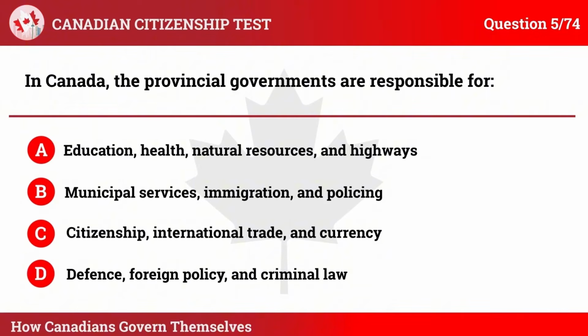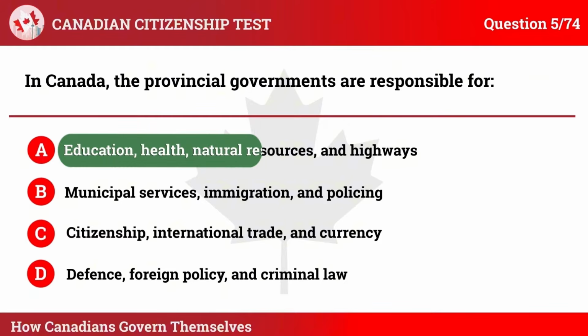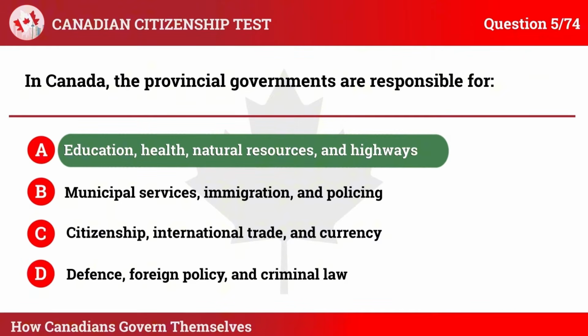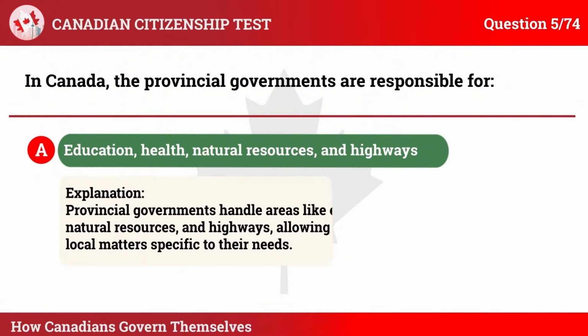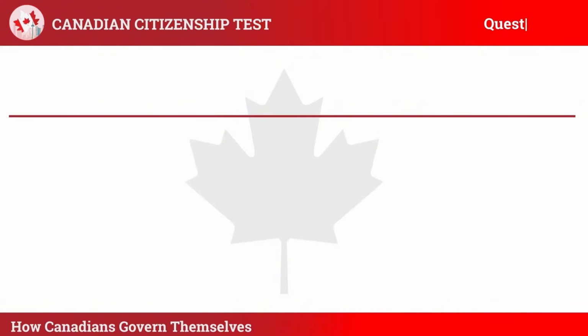The correct answer is A. Education, health, natural resources, and highways. Explanation: provincial governments handle areas like education, health, natural resources, and highways, allowing regions to manage local matters specific to their needs.